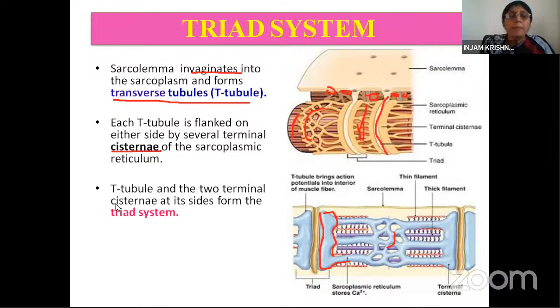Yes. This is the T tubule, this is a cisterna and this is also a cisterna. On either side of the T tubule, cisternae are present. These three structures together form the triad system. I think it is a 2 marks question in your examinations. It is the triad system. Are you able to follow? I hope you can, isn't it?